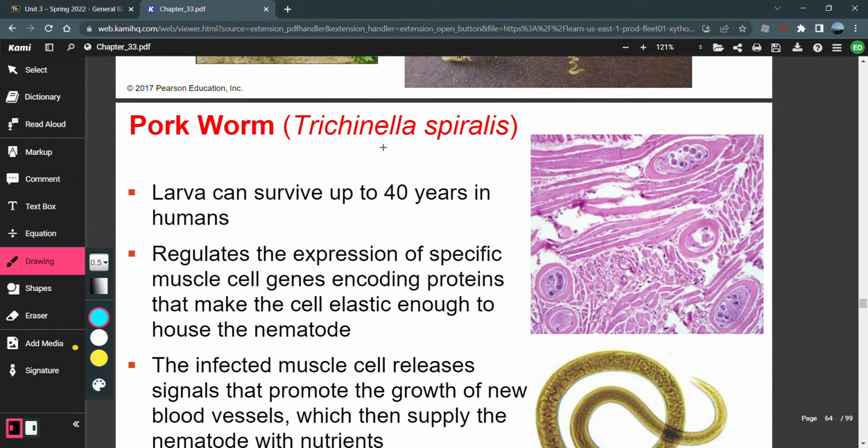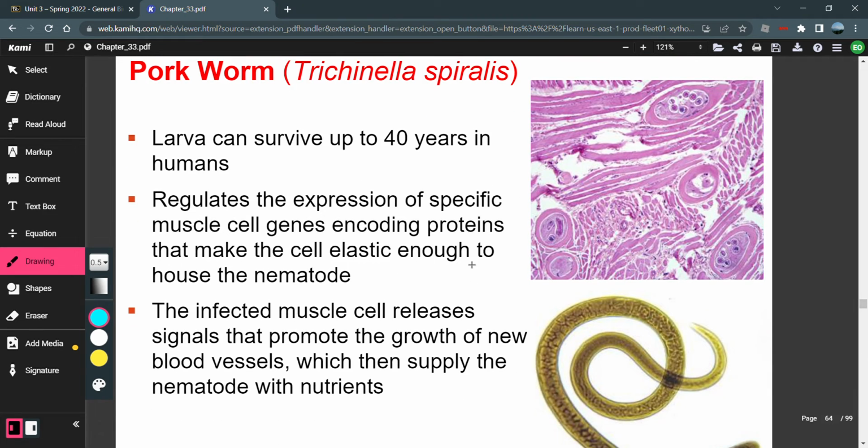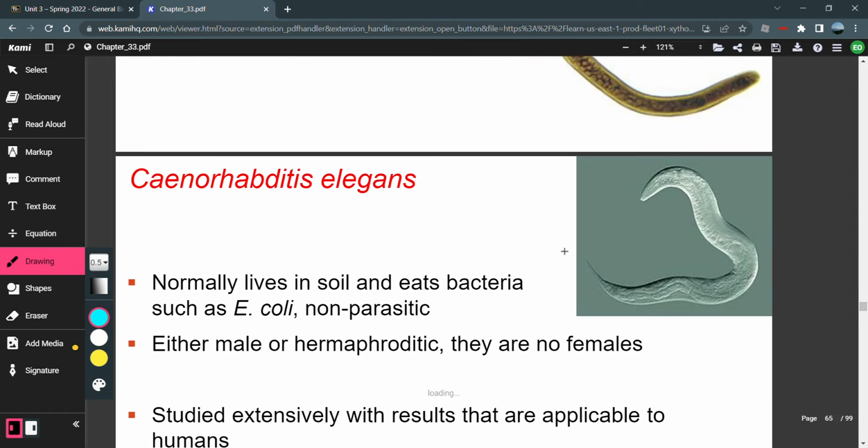the pork worm, Trichinella spiralis, which can live up to 40 years in humans. God dang. It regulates the expression of specific muscle cell genes to make the cells more elastic for the nematode to live in. So it stimulates the host blood vessels to supply the worm. It stimulates the vascular system into growing new blood vessels at the site of the pork worm to supply it with nutrients and oxygen and all that kind of good stuff.